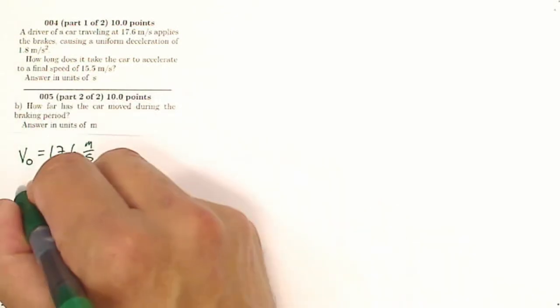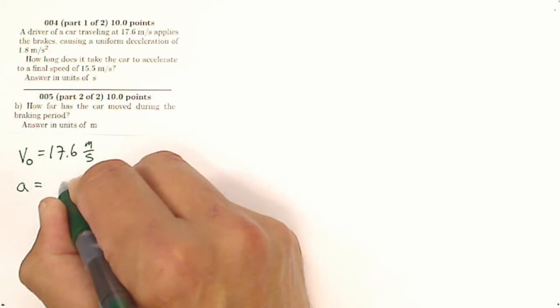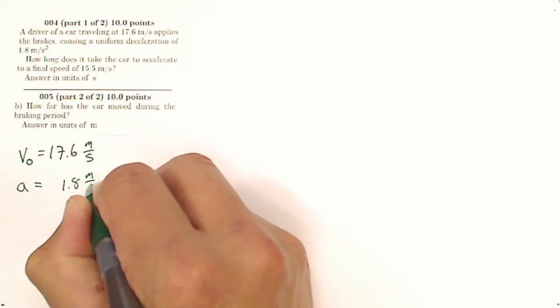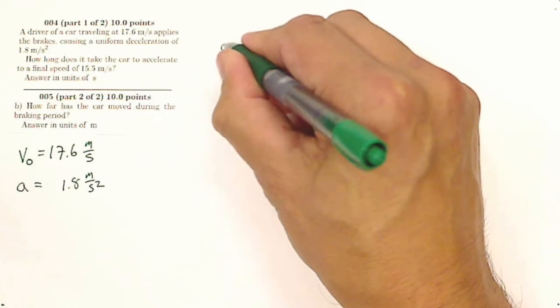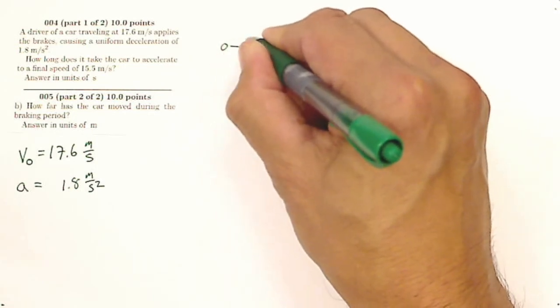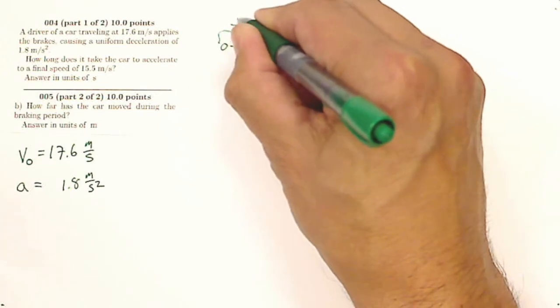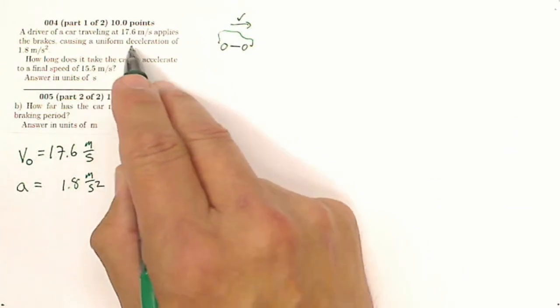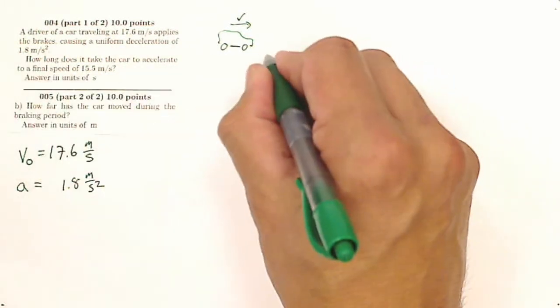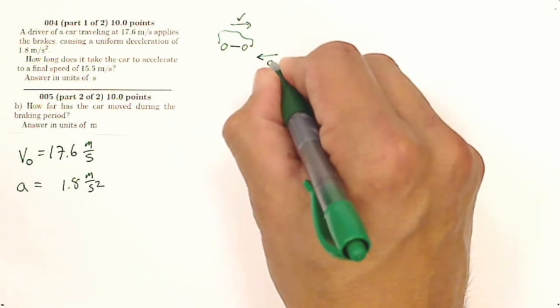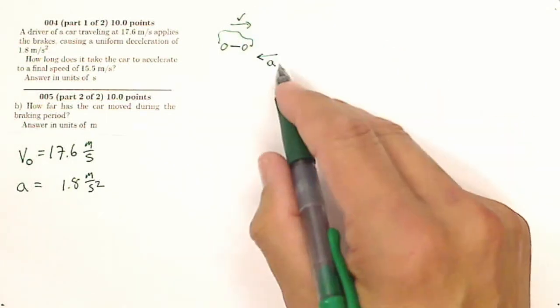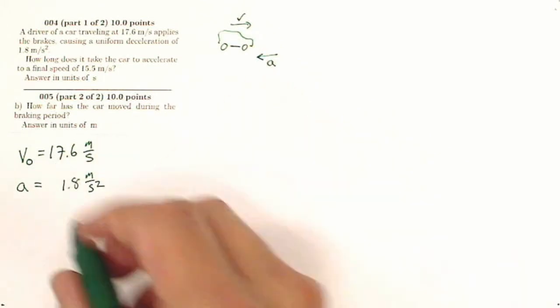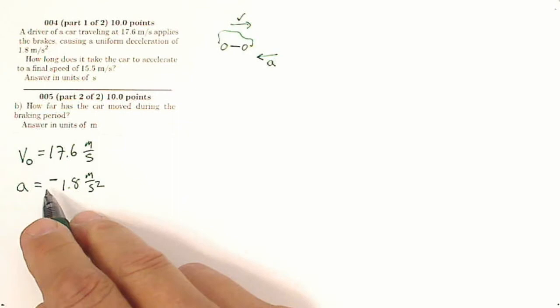This car applies the brakes, causing a uniform deceleration of 1.8 meters per second squared. My acceleration, 1.8 meters per second squared. But wait a second. This car is driving to the right, let's say, in a positive direction, is my velocity. So when I put on the brakes, if I'm having a deceleration of 1.8 meters per second squared, that's telling me that my acceleration is in the opposite direction of my velocity. So if my velocity is positive, I'd better put in a negative for my acceleration. I'm decelerating, I'm negatively accelerating.